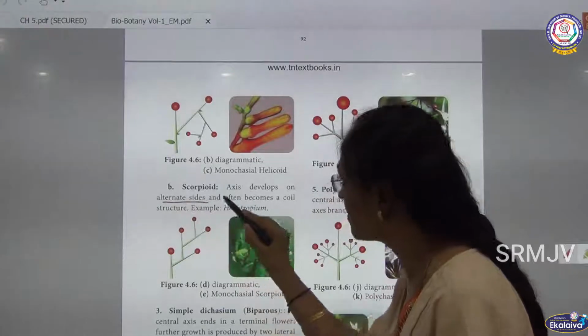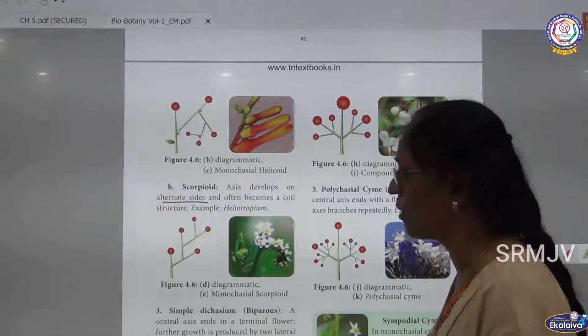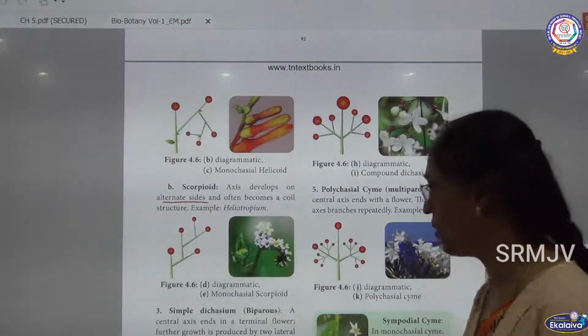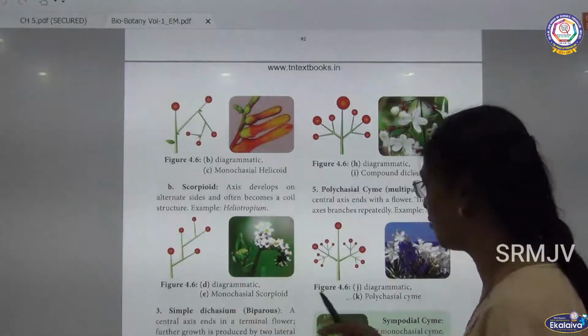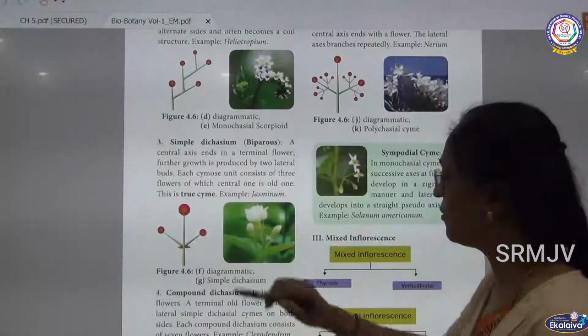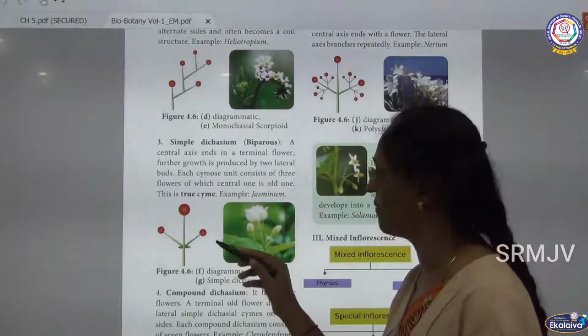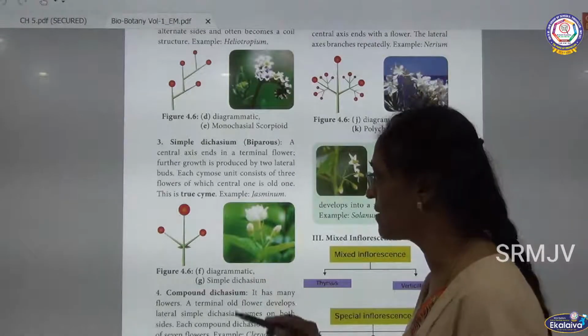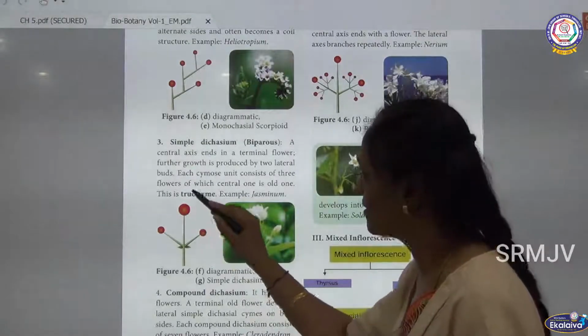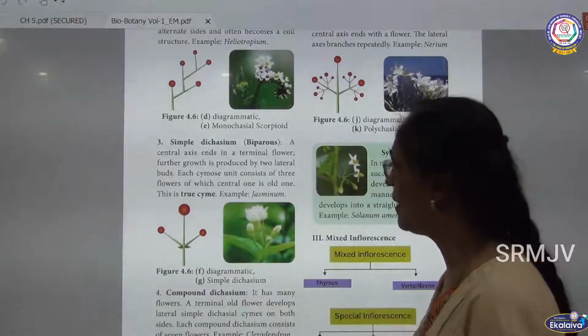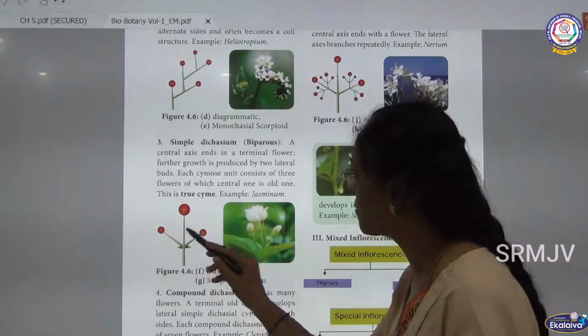When it develops on alternate sides, you call it a scorpioid. And the simple dichasium is an example of jasmine. You all would have seen this. The main axis ends with a terminal flower, and there are two lateral buds which give rise to flowers.